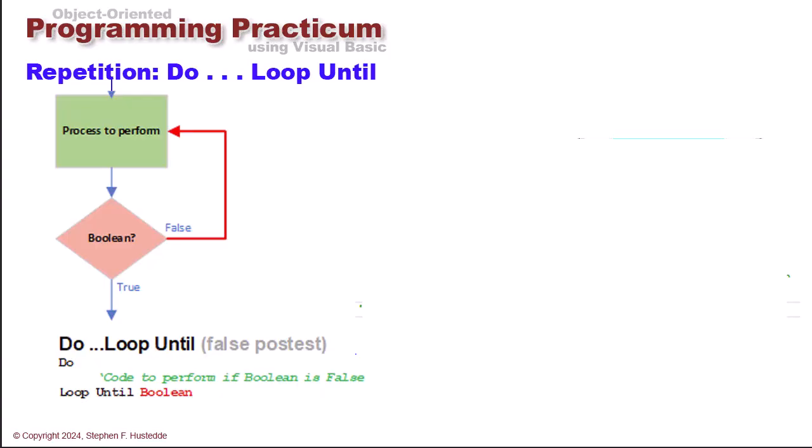The do loop until repetition is the post-test version of the do until loop. As in the do loop while, the process to be performed in the loop will always occur at least once because the Boolean is at the bottom of the loop. So we're going to do the code and then we're going to check the Boolean and we'll repeat until that value is true. Once it's true, we exit the loop.